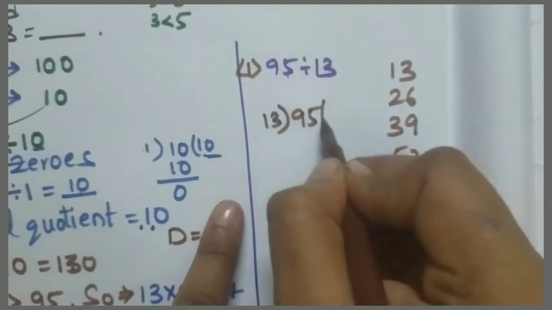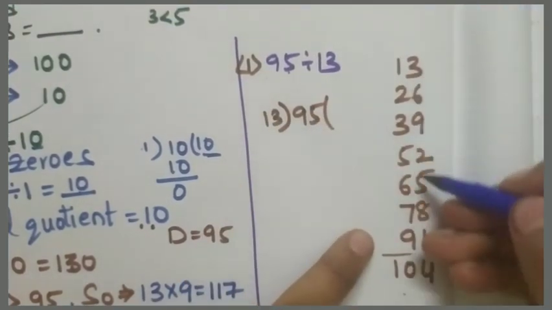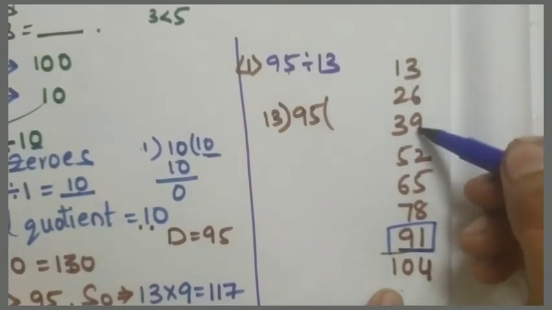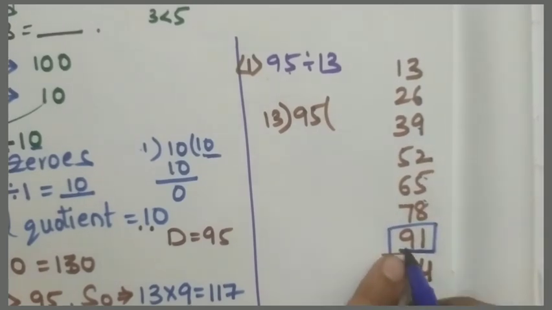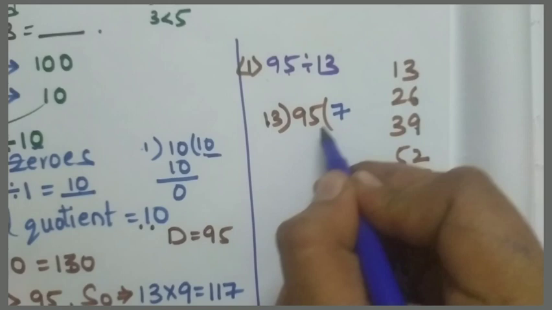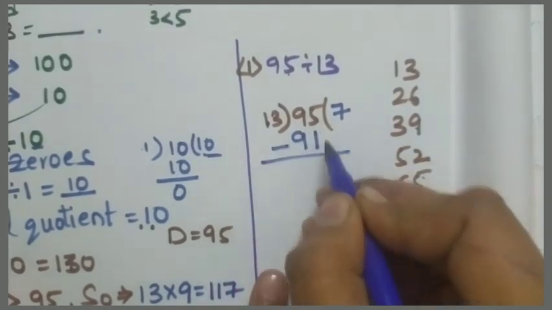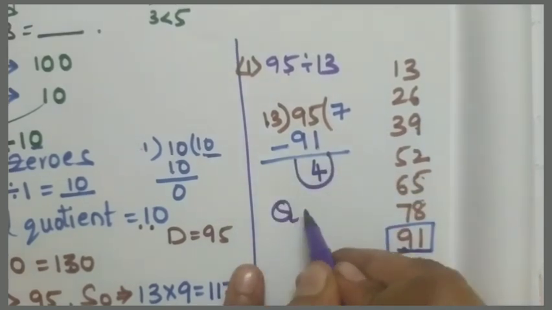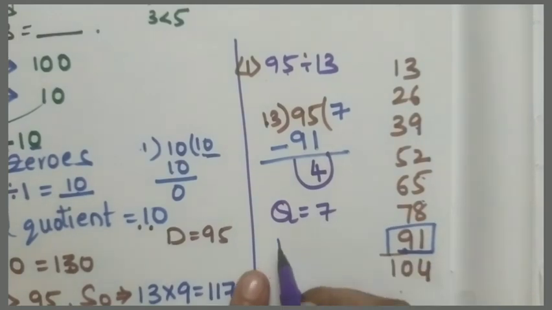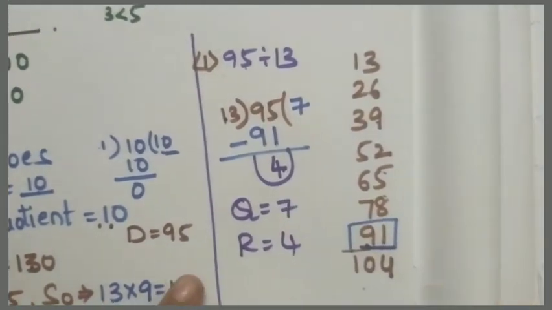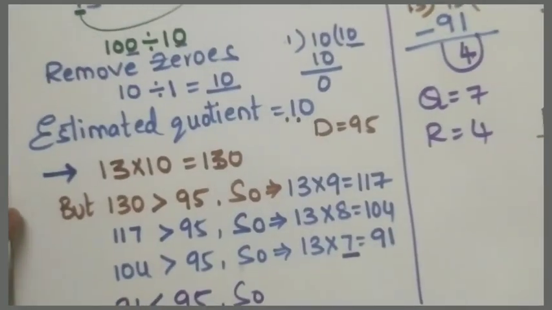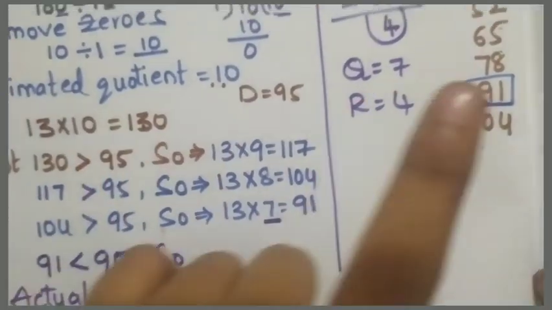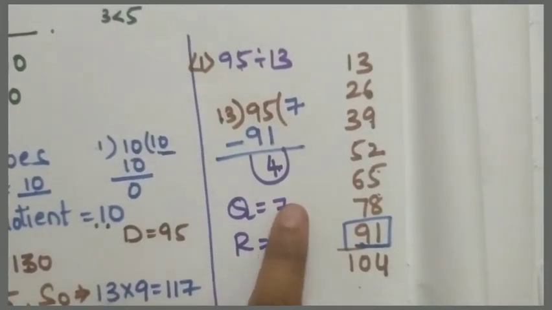Now we can do directly. 95 divided by 13. Look here, in the 13 table will we get 95? No, we will get 91. 13 sevens are 91. Now do subtraction. 95 minus 91 is 4. So quotient is equal to 7. Remainder is equal to 4. Simply we got the answer. Here you can do this process or you can do this process. Which one is easy? Yes, this is easy. So do this.